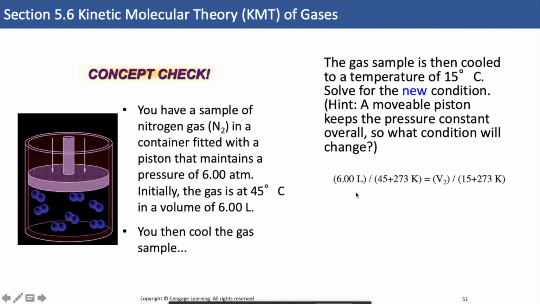So I have 6 liters. Again, 45 degrees Celsius is great and all, but I need to convert that to Kelvin, so I have to add 273. And then my new temperature is 15 degrees Celsius, so I have to add again 273 to make that consistent. And then I have my volume over here. So all I do is I solve for volume and I get 5.43 liters. So it goes from 6 to 5.43.